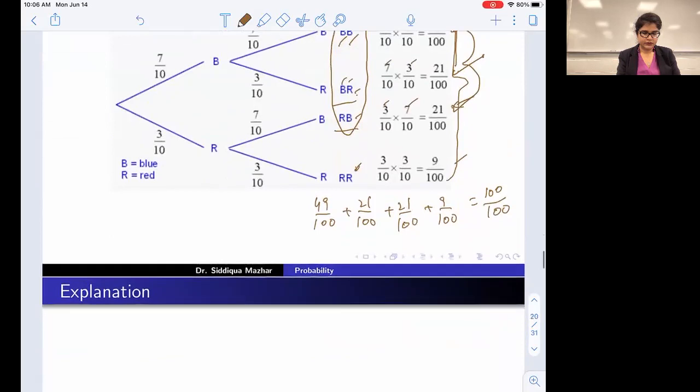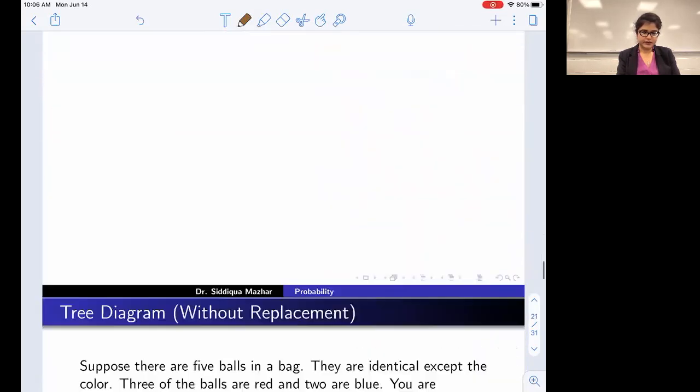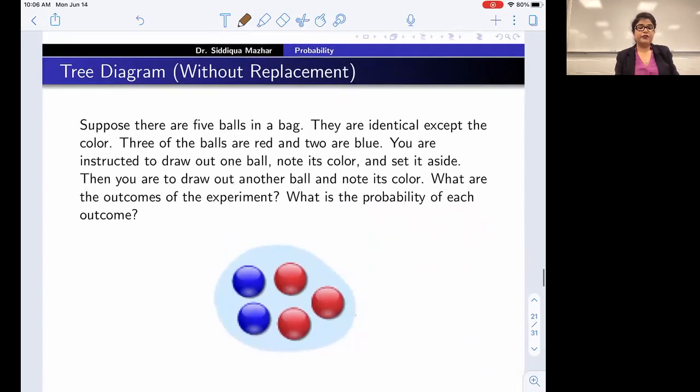This is the explanation I already made on the previous slide. So let's look at how we can make the experiment without replacement. Here's an example. Suppose we have 5 balls in a bag. They are identical except for the color. 3 of the balls are red and 2 are blue. You are instructed to draw out one ball, note its color, and set it aside. Like, you take one ball, find out its color, and then take it aside. So throw it in the bin.